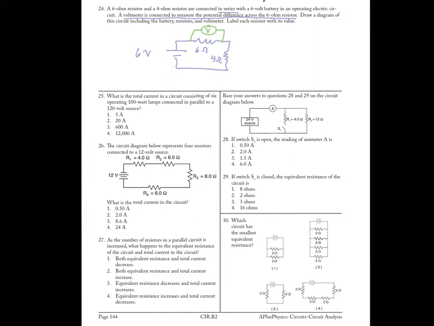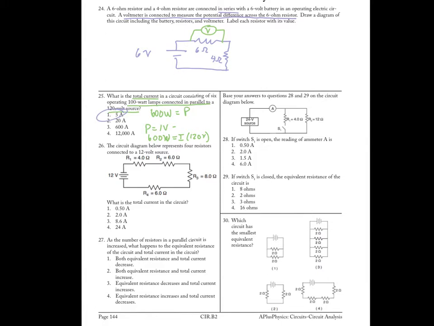Alright, 25. What is the total current consisting of 6 operating 100 watt lamps connected in parallel? So here we could figure out what is the current through each 100 watt lamp and then add them up because there's 6 branches that all add up to the total current. Or you can make it 6 operating 100 watt lamps. We have a power output of 600 watts. Power is equal to I times V. So we have 600 watts is equal to I times 120 volts. I is 600 divided by 120, that is 5 amps.